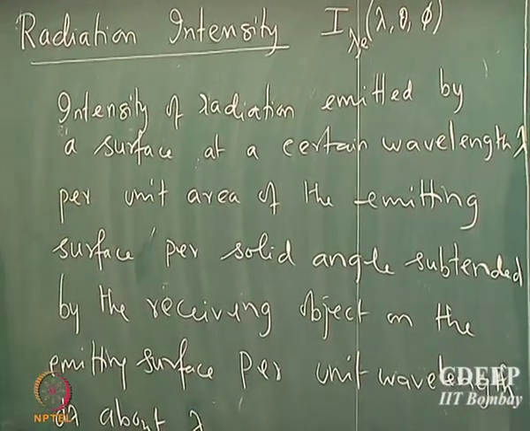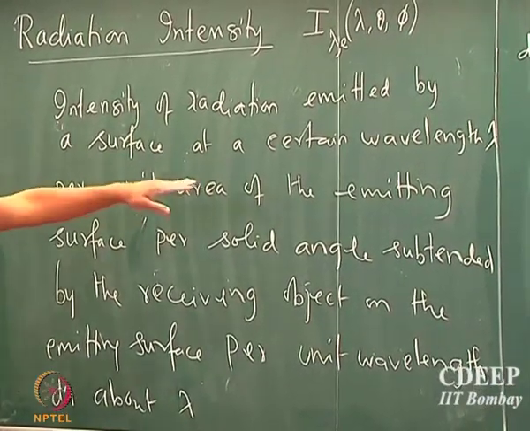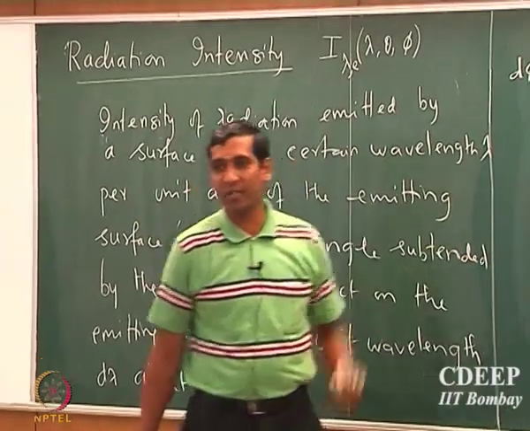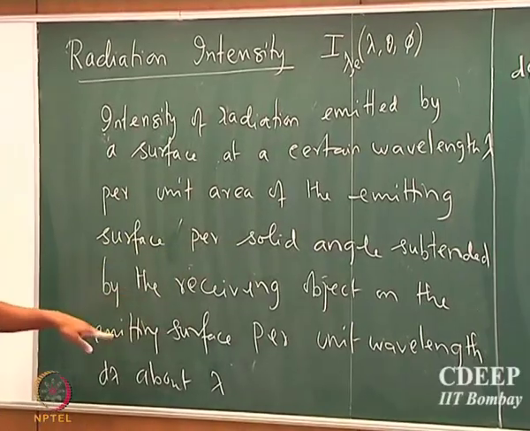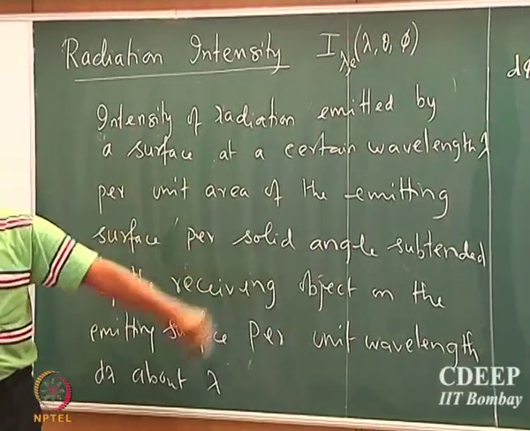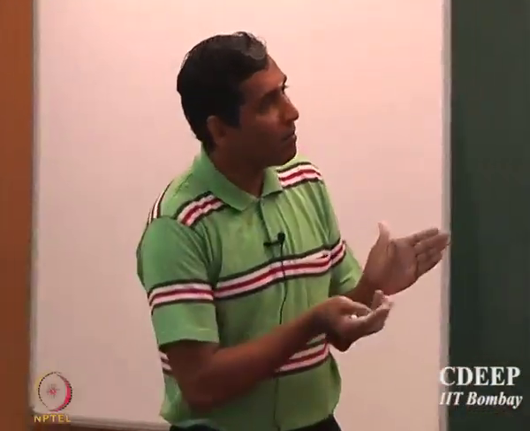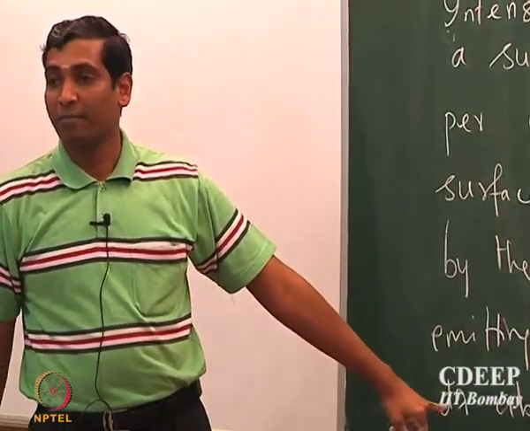So that's the definition of radiation intensity. Intensity of radiation emitted by a surface at a certain wavelength lambda per unit area of the emitting surface, if dA1 is the emitting surface, per solid angle that is subtended by the receiving object. Note that the intensity now depends upon the receiving object, that is, the amount of intensity that is emitted by the surface in that direction. So it has to be a function of the receiving object, its area and the solid angle, per unit wavelength d lambda about that particular wavelength.